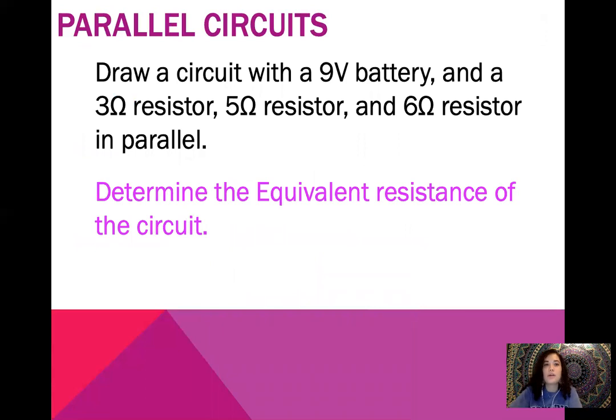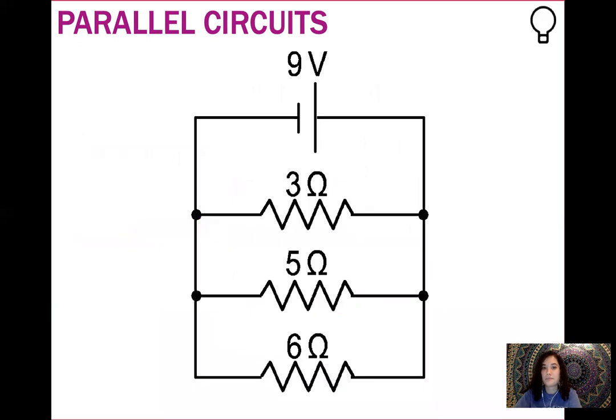All right, so we are going to draw a circuit that's got a 9-volt battery, a 3-ohm resistor, a 5-ohm resistor, and a 6-ohm resistor all in parallel. And we are going to try and determine the equivalent resistance of the circuit. So here is my lovely handy dandy picture for you. I've got my 9-volt battery up top right here. And then we've got our 3 resistors that are all in parallel. So my current will exit, and it can go through one of these 3 pathways before returning to my battery.